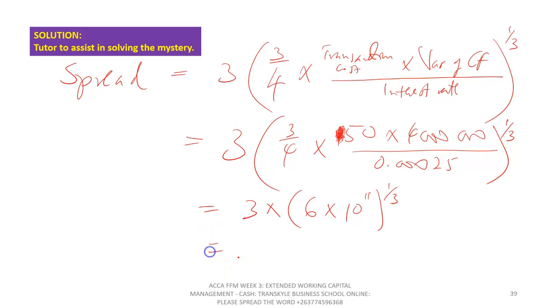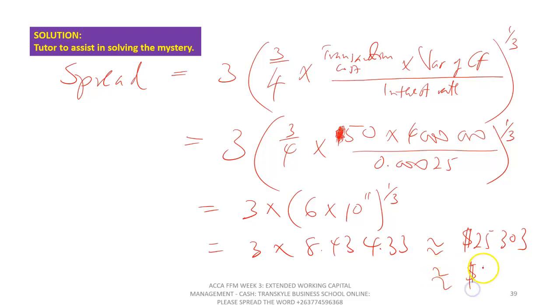And this comes to 3 multiplied by 8.434.33, which is approximately 25,303. You can further say this is equal to 25,300. That's the spread. And then to compute the upper limit, it becomes easier, because the upper limit would be the lower limit plus the spread.